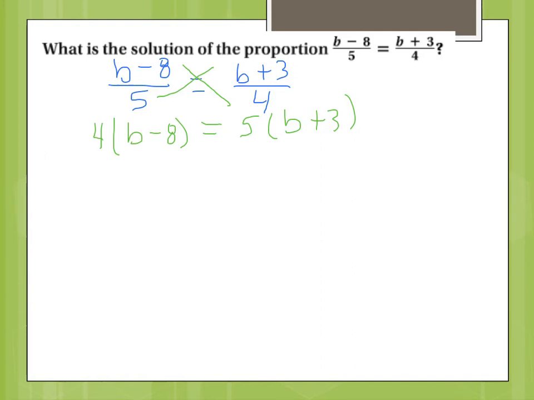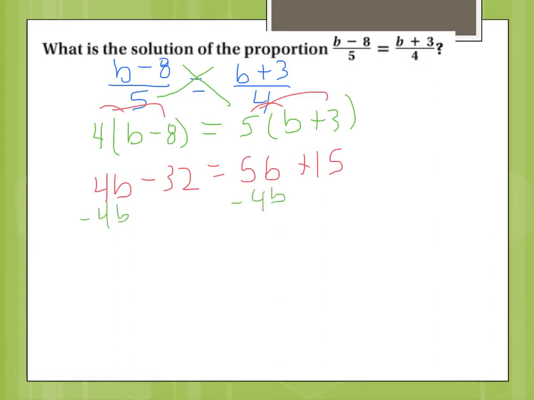So the first thing I'm going to do is distribute my 4 and 5 in. So I have 4b minus 32 is equal to 5b plus 15. So I'm just going to solve this like normal. So I'm going to move all my b's over to one side. I'm going to subtract 4b, subtract 4b. Now I have negative 32 is equal to b plus 15.